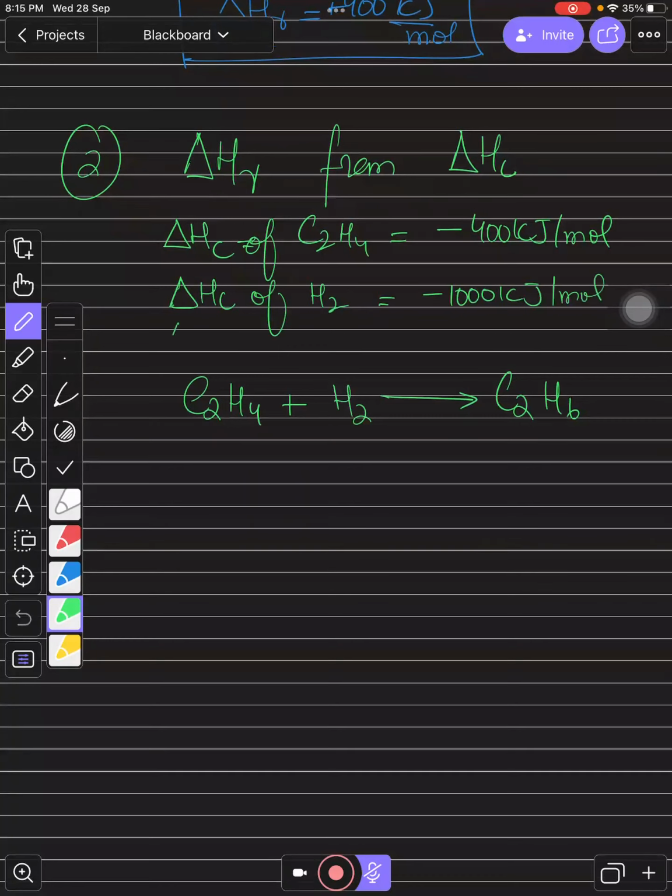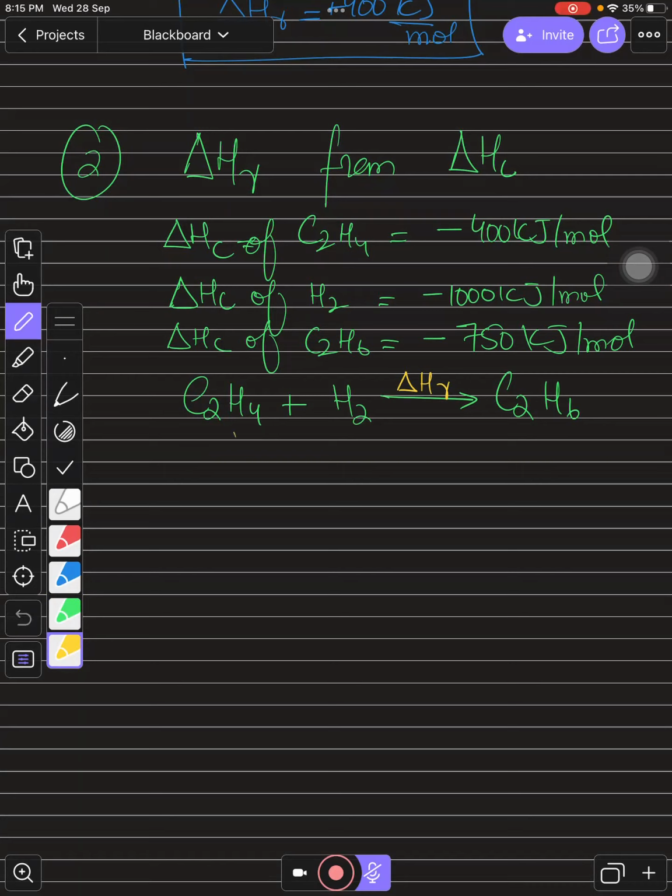And for example, the enthalpy change of combustion of the ethane molecule C2H6 is minus 750 kilojoules per mole. Now you can see these are the combustions given to you. We need to find the enthalpy change of the reaction that they are giving over here, and they give us combustion equations. Now the arrows are completely opposite.